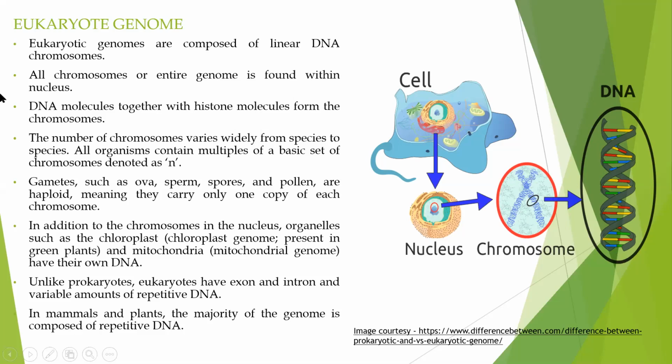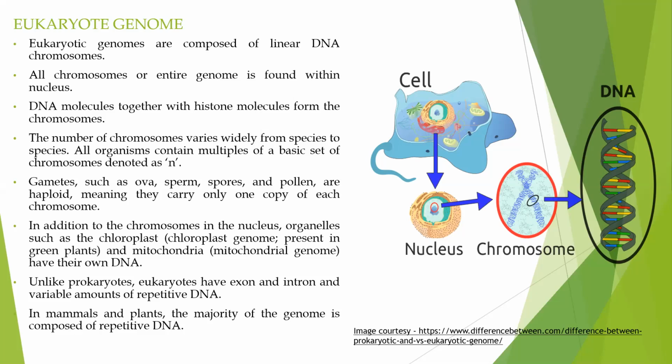Now let us discuss the eukaryotic genome. Unlike the prokaryotic genome, the eukaryotic genome is composed of linear DNA molecules which make up the chromosomes. All these chromosomes are found within the organelle called the nucleus. These chromosomes are made up of the DNA molecule, found in association with histone proteins.